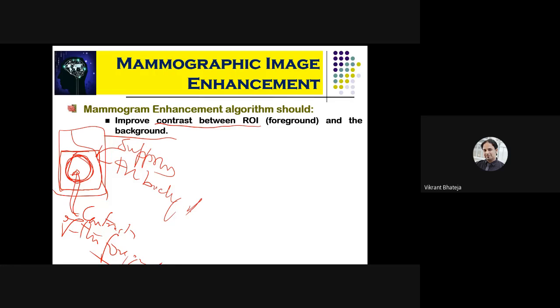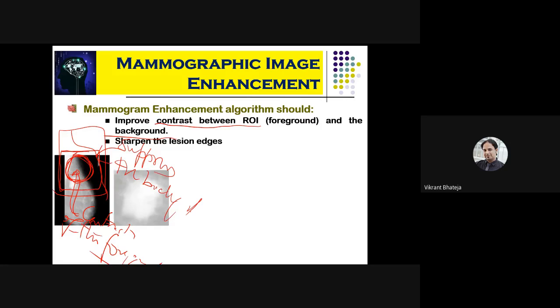Sometimes improving the contrast of the foreground too much may increase the noise of your image. It may hamper the signal to noise ratio of the image. Rather than putting so much stress on increasing the contrast of the foreground, one may go for suppression of the background also, which helps eliminate the effect of noise enhancement. Sharpening of the lesion edges is again a requirement from the mammographic enhancement algorithm.